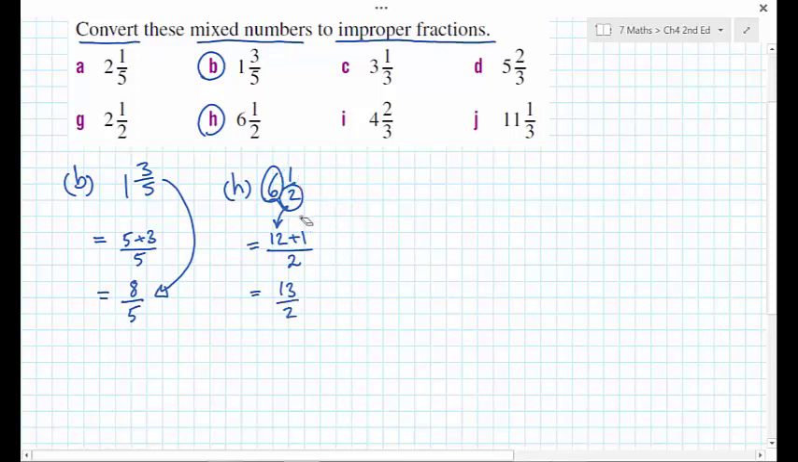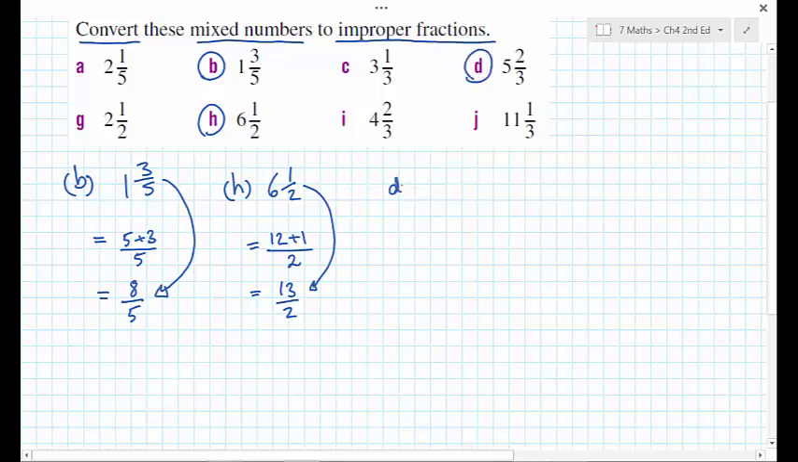And again, if I need to check, the way I check is I go, well, 2 into 13 gives me 6 with 1 left over, which is the way of double checking it. And again, I can go straight down from there to there. And so I'm going to show you how to do that now.